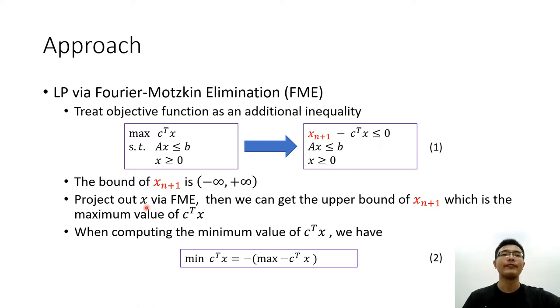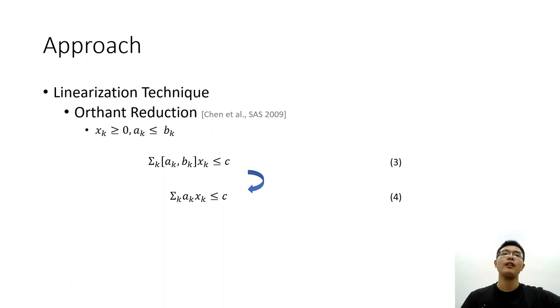After that, we can project out x via Fourier-Motzkin elimination. Then we can get the upper bound of x_{n+1}, which is the maximum value of the objective function. If we want to compute the minimum value of c transpose x, we can do it equivalently. As mentioned before, we introduce interval arithmetic during the process of elimination. So linearization of interval inequality is an important point.